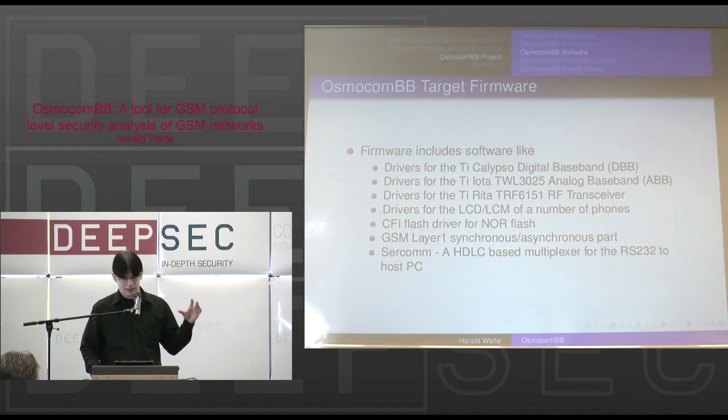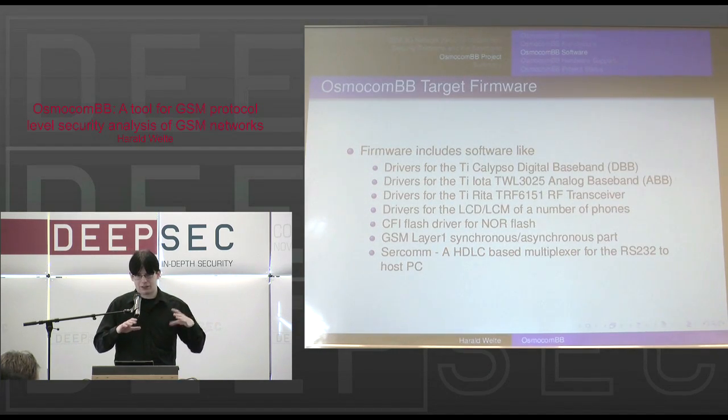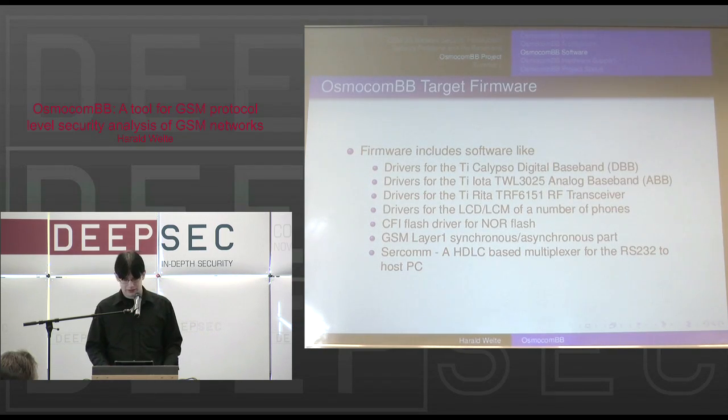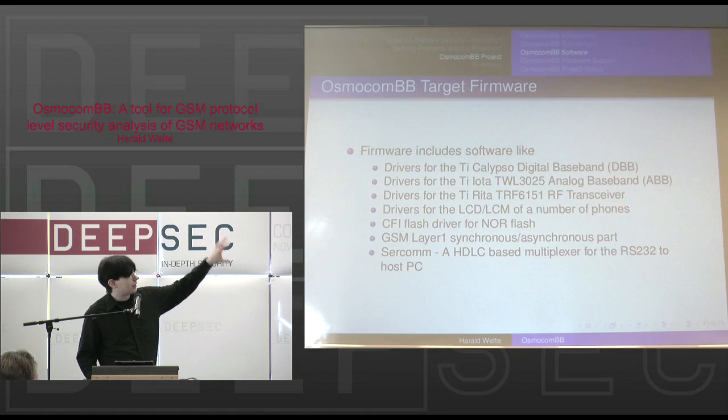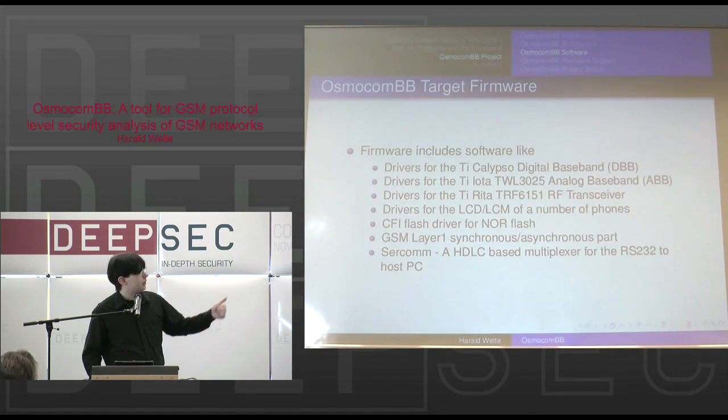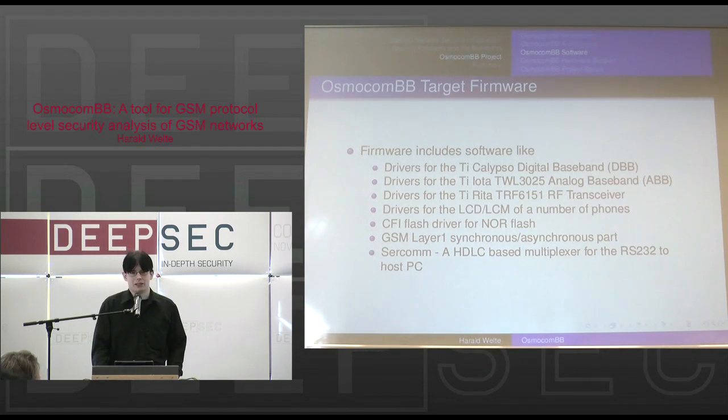So the firmware that we developed in C, compile using a cross-compiler for ARM, and download into the device, contains drivers for all the different components in the phone, including the NOR flash, including the LCD so that you can display something on the phone, but of course, primarily all the GSM-related components in the device.